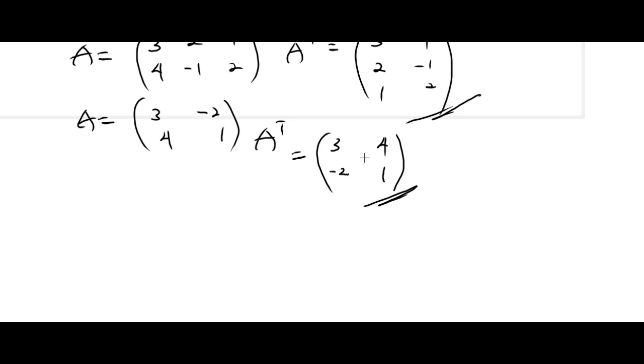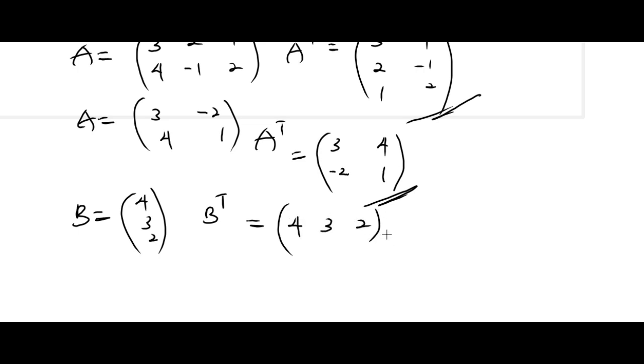So anytime you are told to find transpose, what they're asking you to do is interchange rows for column. If you have matrix B to be 4, 3, 2, and you want to find B transpose, all of these 4, 3, 2, we have 3 rows and 1 column. So it will just become 3 columns and 1 row, 4, 3, 2. This is B transpose.